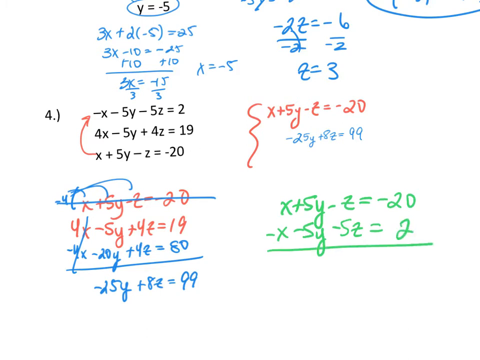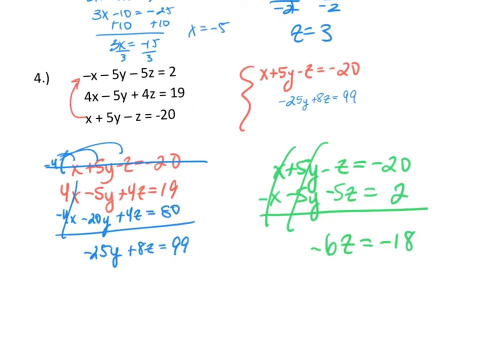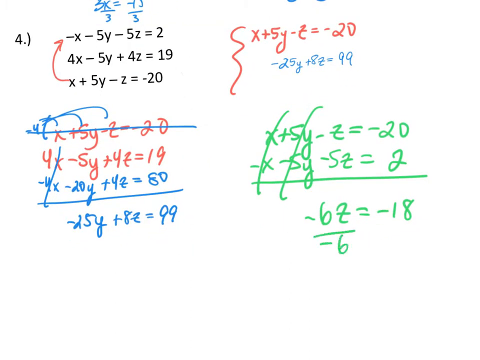Agreed? Okay, so what happens to my x's? Cancel out. What happens to my y's? They cancel out. So I have negative 6z equals what? Negative 18. Then divide by negative 6, so z equals 3. There are different ways to do this, but it doesn't matter if you do it in a different order. You should get the same ordered pair.